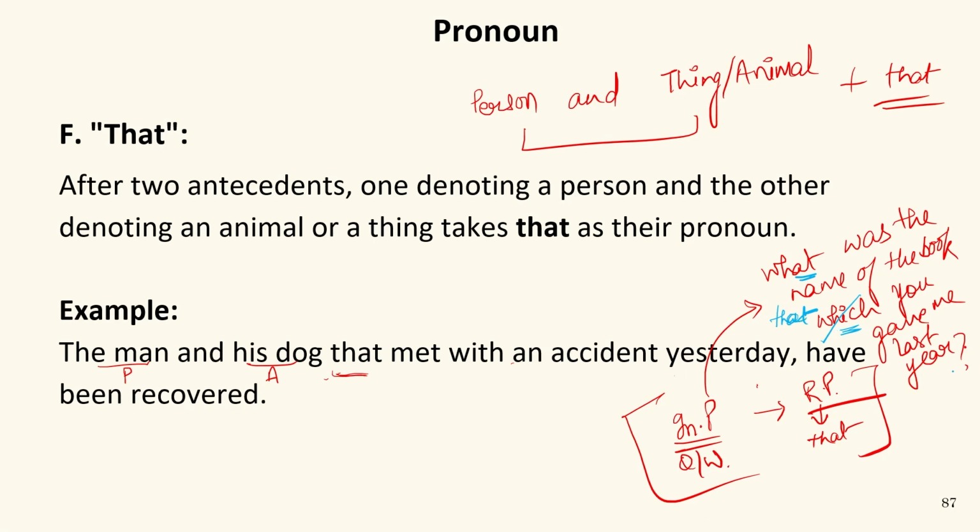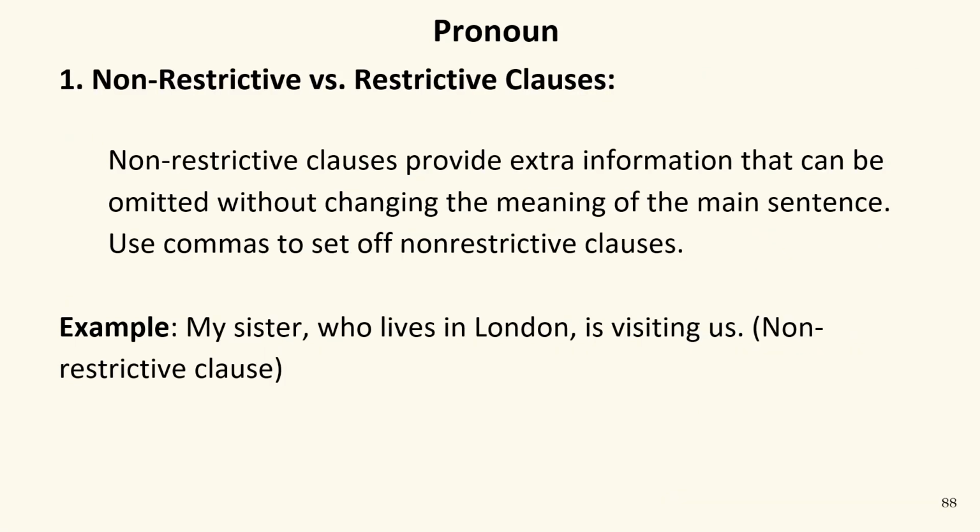So in this manner as well, that replaces who and which, or that can be used in place of noun or pronoun. That can be used as a relative pronoun. So these are some examples in which relative pronoun that is used. That can be further used when we have non-restrictive clause and restrictive clause. Now what's this? Non-restrictive clauses provide extra information that can be omitted without changing the meaning of the main sentence. Use commas to set off non-restrictive clauses. My sister who lives in London is visiting us.